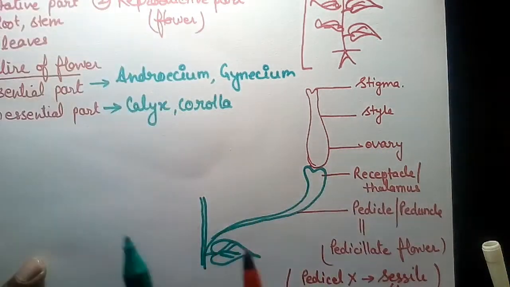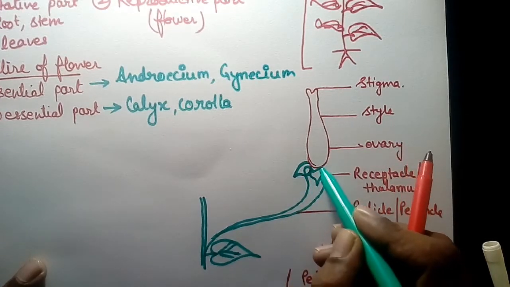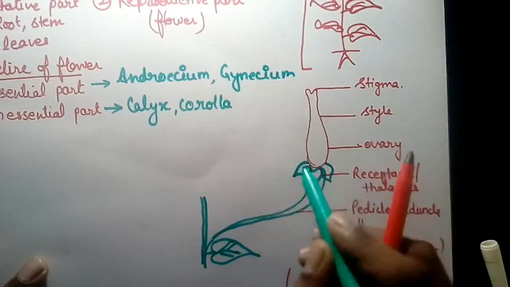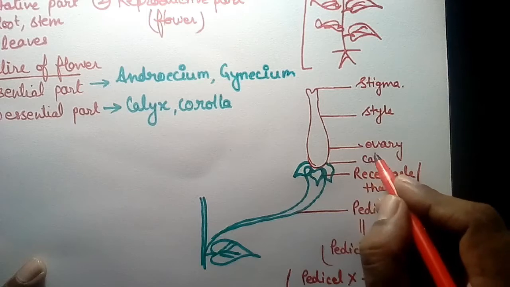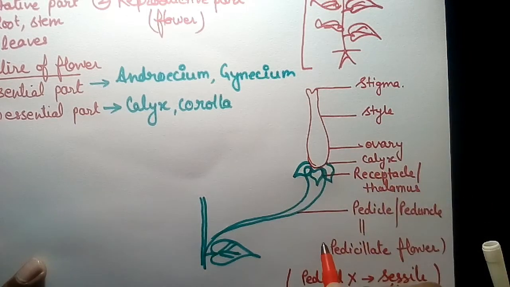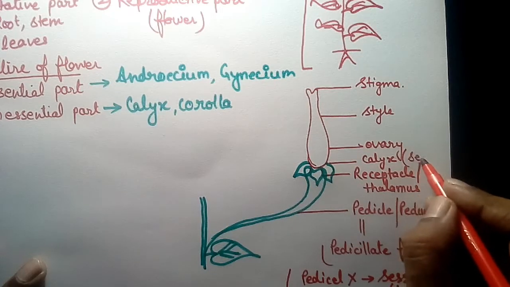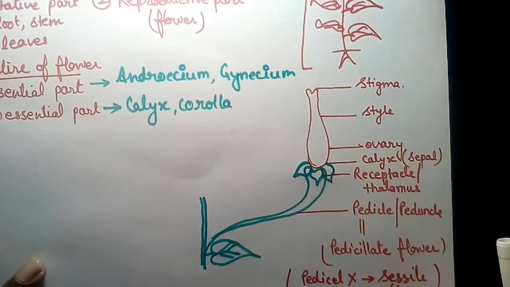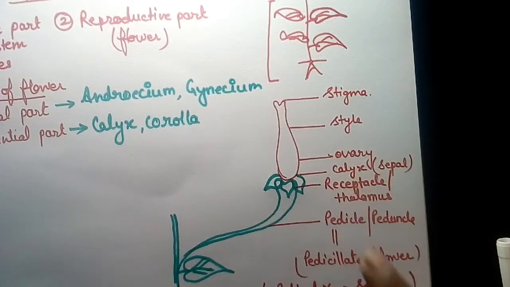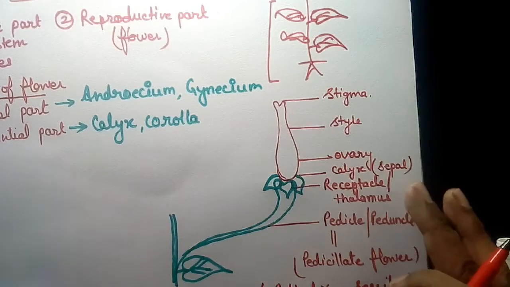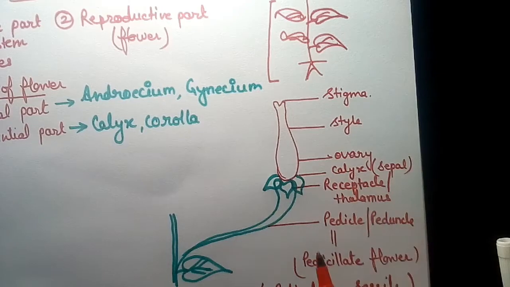Now small green colored structures are present at the base like this. You have seen them in different flowers. This is called calyx, and the individual unit is called sepal. We can say sepals constitute the calyx, meaning several sepal units unite together to form the calyx.